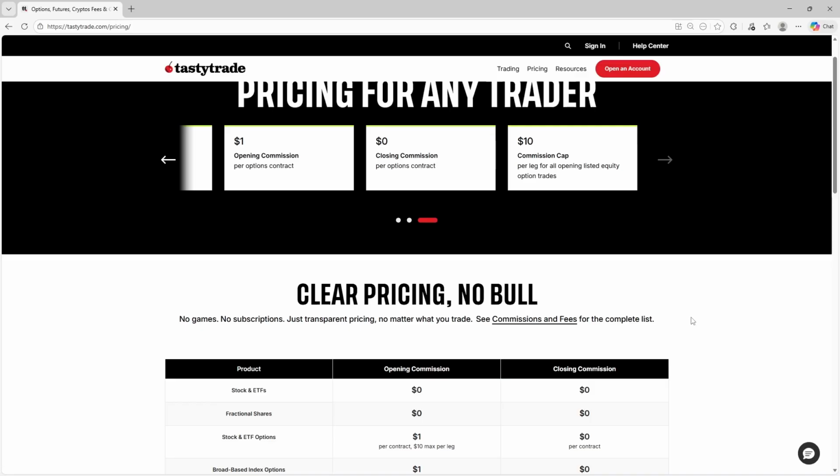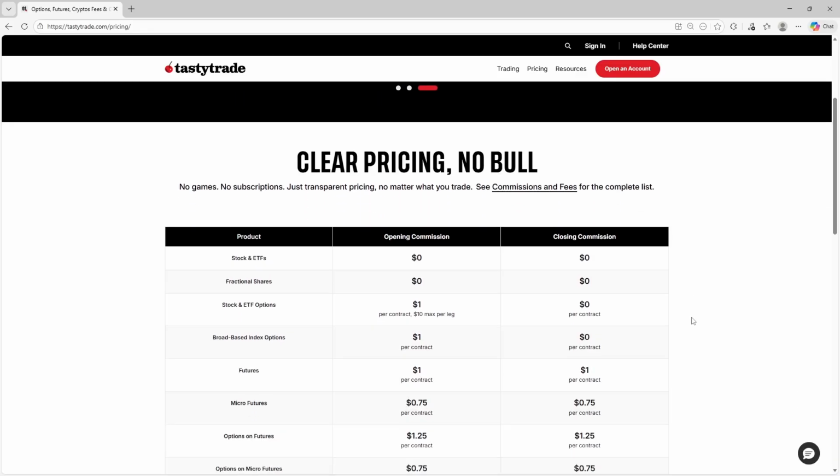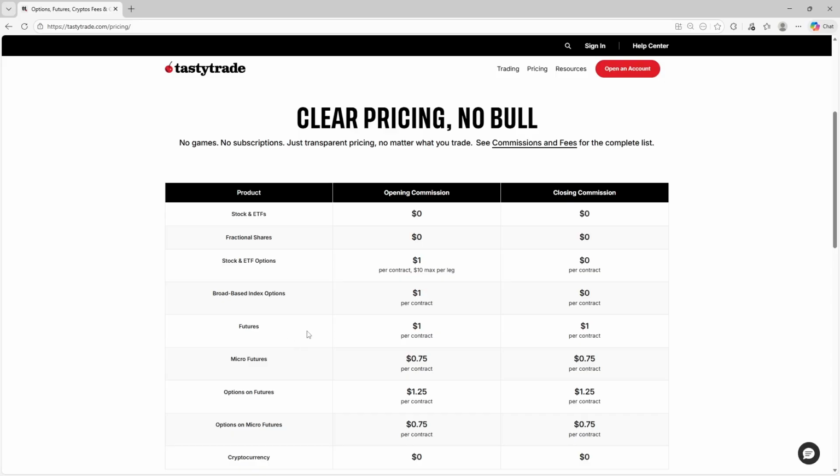as position size increases. For futures traders, Tastytrade maintains the same straightforward pricing philosophy. Standard futures contracts are priced at $1 per contract per side, while micro futures are lower at 75 cents per contract per side. Options on futures cost slightly more but remain competitive compared to traditional futures brokers that often layer in routing, platform, or clearing fees. Cryptocurrency trading is also commission-free, simplifying cost calculations for traders who want exposure without complex fee structures.